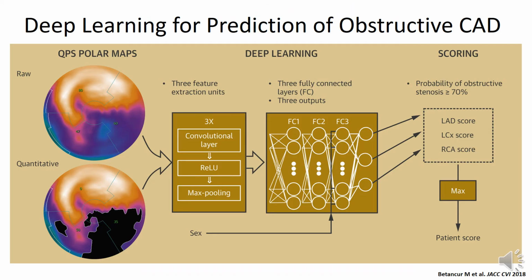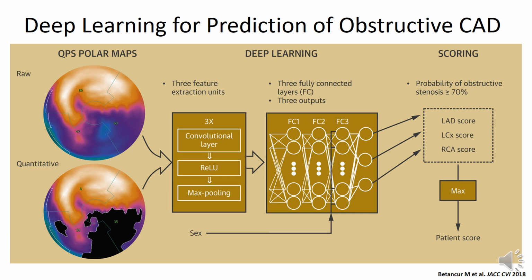In this analysis from Betancur and colleagues from Cedars-Sinai in LA, they developed a deep learning model for the prediction of obstructive or significant coronary artery disease in more than 1,600 patients. The training dataset included patients who had both a stress test as well as an invasive coronary angiogram, which served as the ground truth for the presence of significant coronary artery disease.